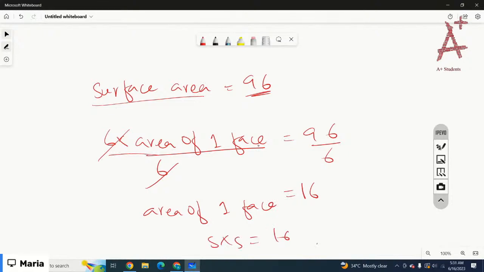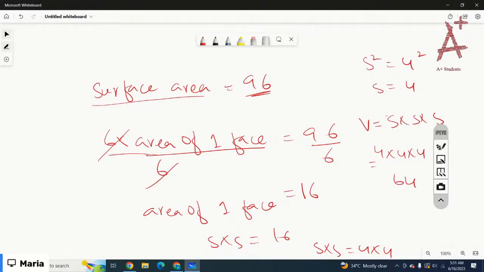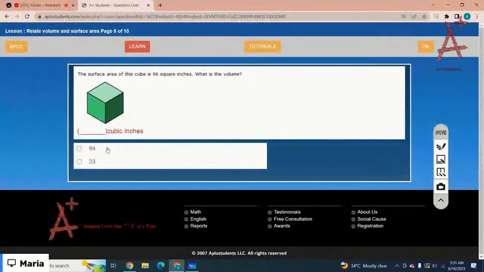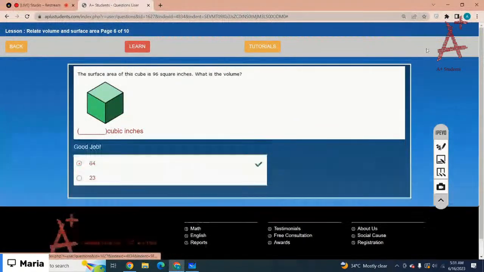You can write 16 as 4 times 4. It would be s square equals 4 square. So side length is 4. Got it? You have to calculate now the volume. Volume is side times side times side. You have the side 4. You have to do 4 times 4 times 4. That means the volume of the figure is 64. Got it? So the correct option is 64.